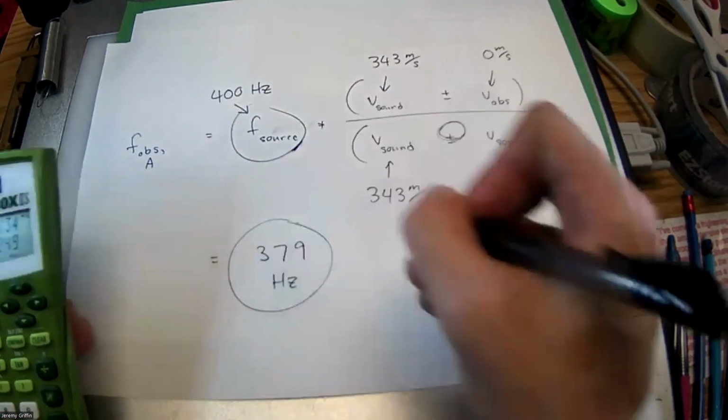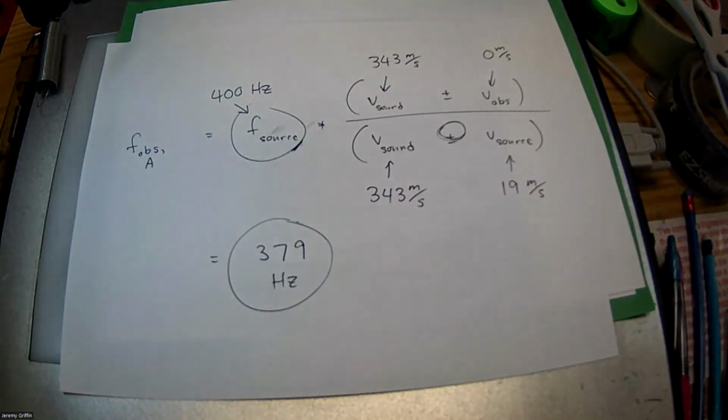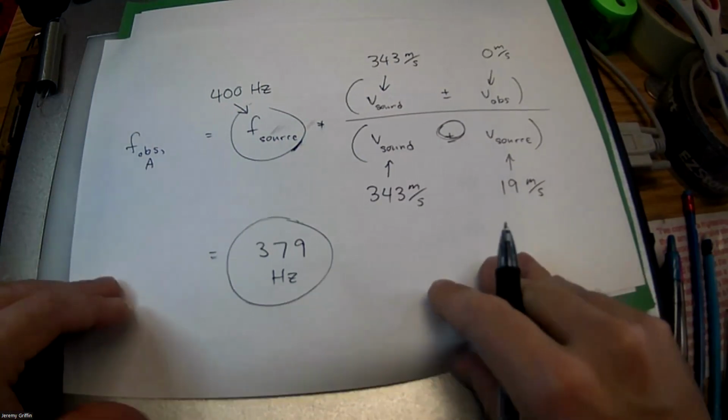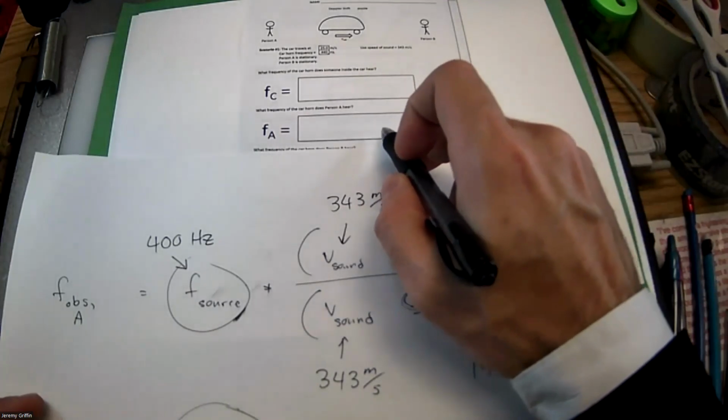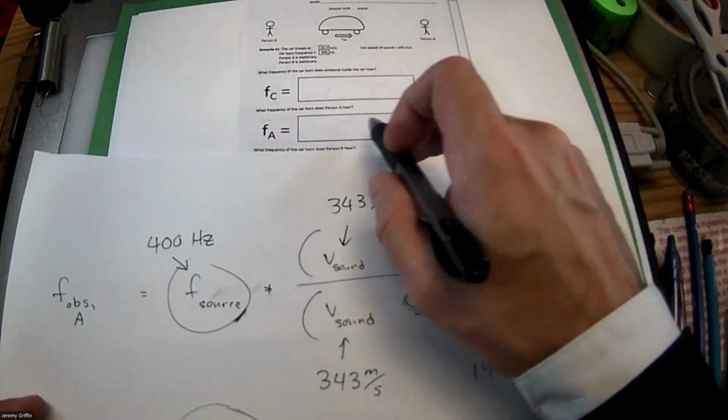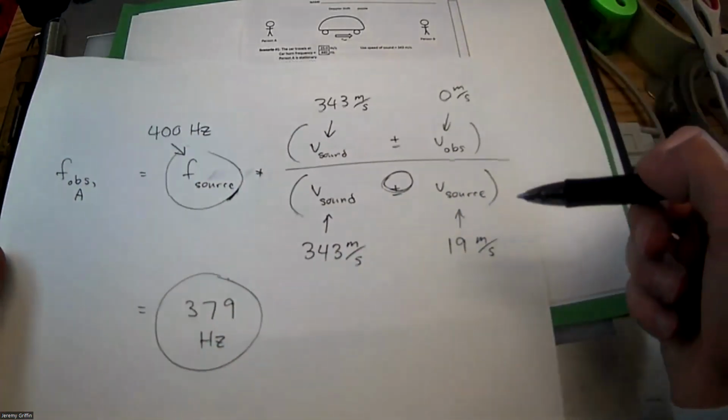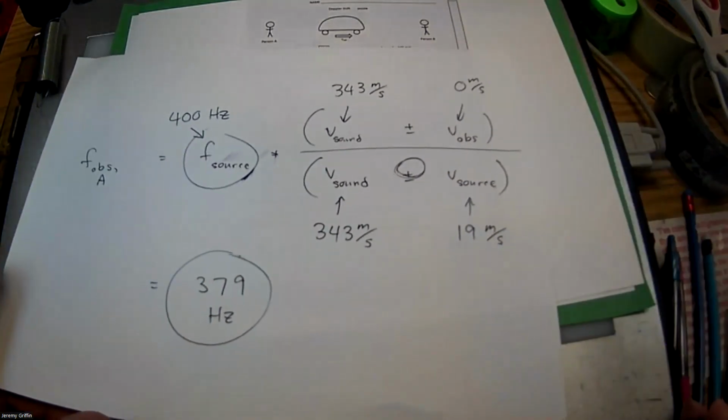Now don't write 379. That's a freak coincidence, I think. You're going to write some number that's less than the car horn frequency. Same process, just different numbers. Okay, you guys get that?